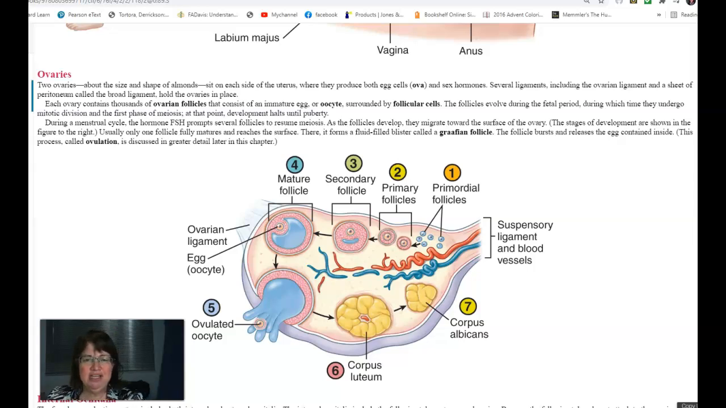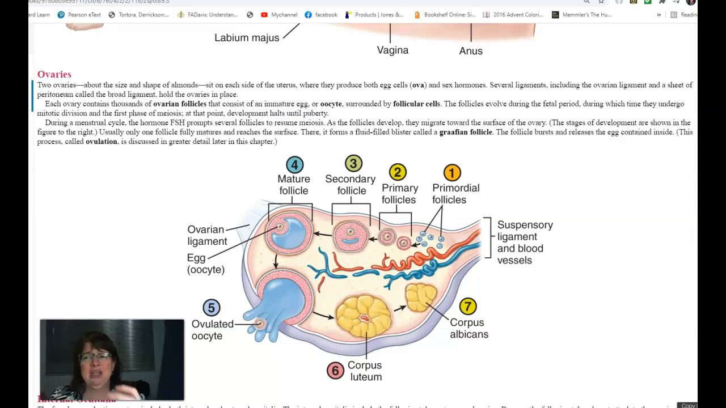Okay, to look at the ovary, let's go back to the textbook. The ovary is the primary sex organ, or the primary reproductive organ in the female. So you have two ovaries, one on each side, and they're about the size of an almond. So they're not very big, even though they look huge in this textbook. And they will produce the eggs, which is called the ova, and also the sex hormones, estrogen and progesterone.